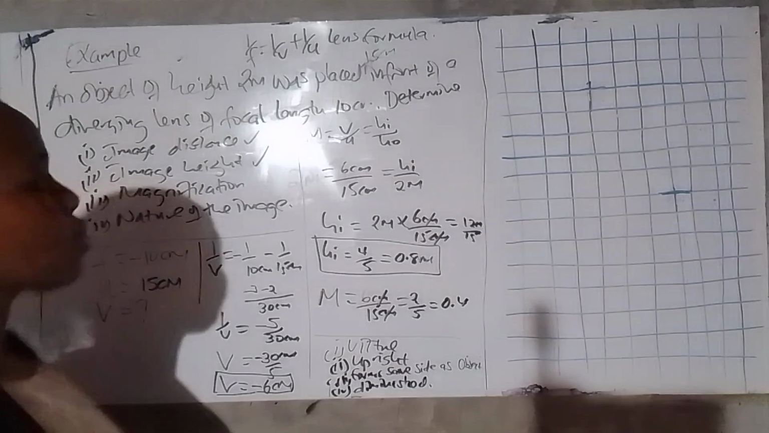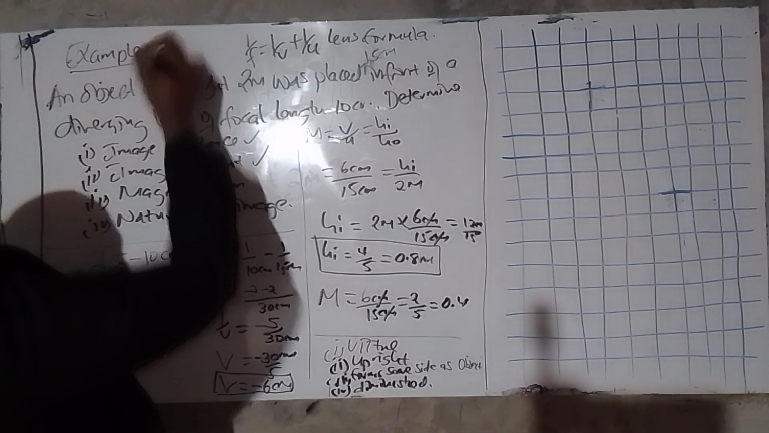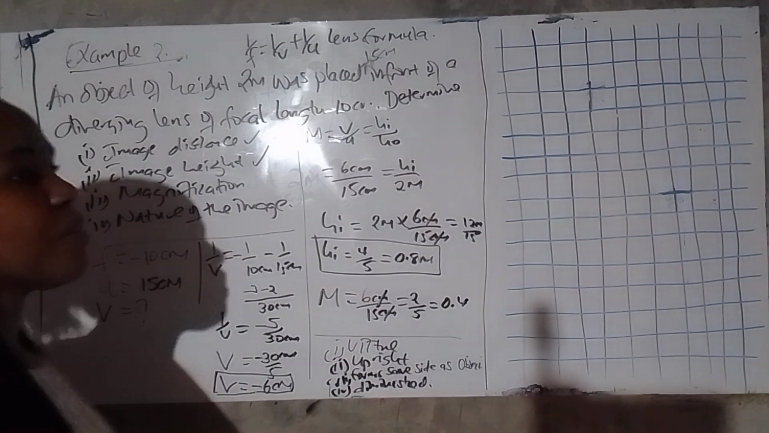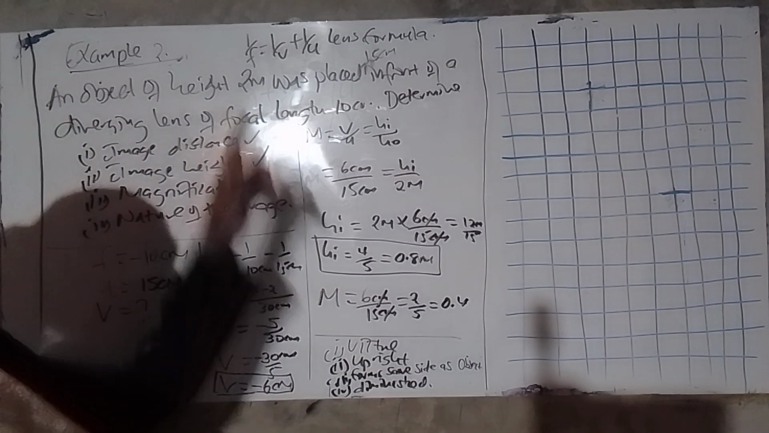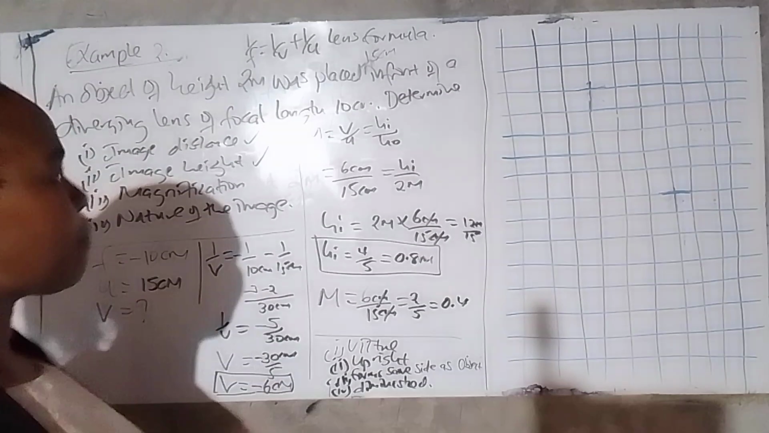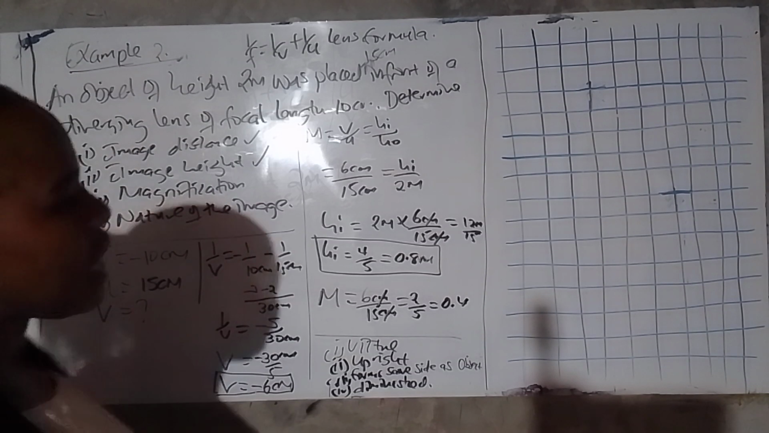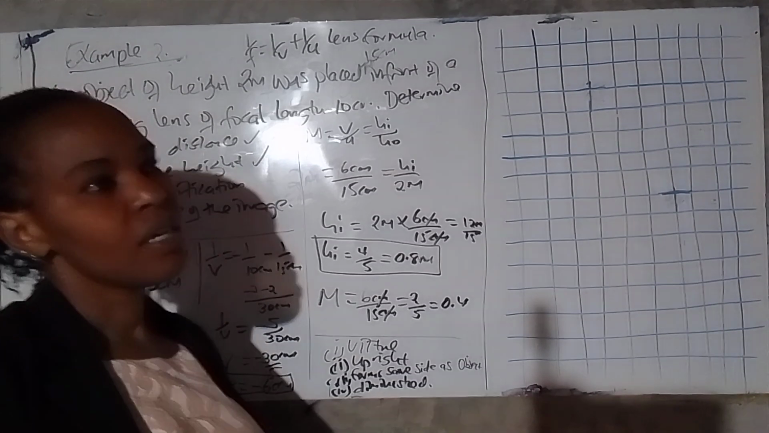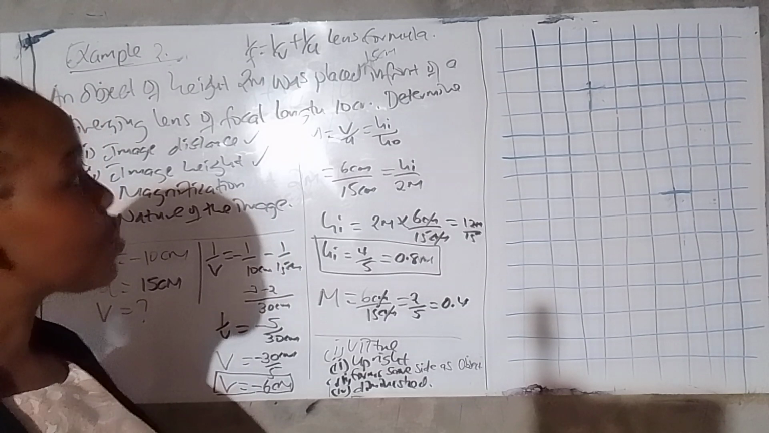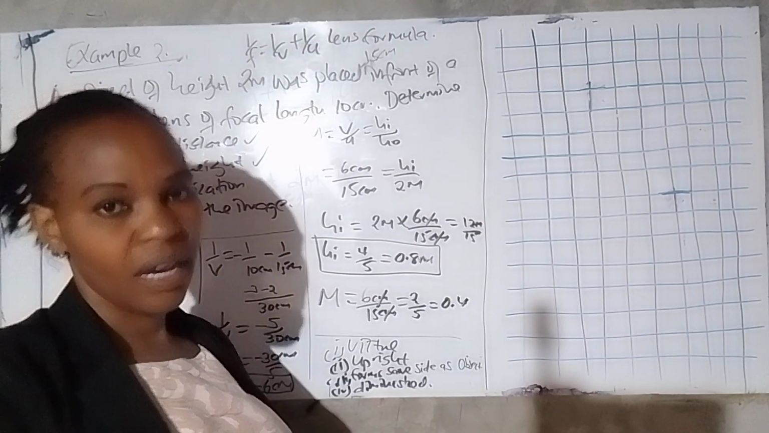Okay, so we have looked at our second example. So I can call this example 2. The first one, we used a converging lens. Now we have done the same example, but this time using a diverging lens. Now, what if I don't know the lens formula, and I want to use a graph paper?